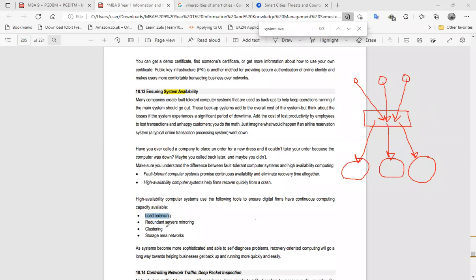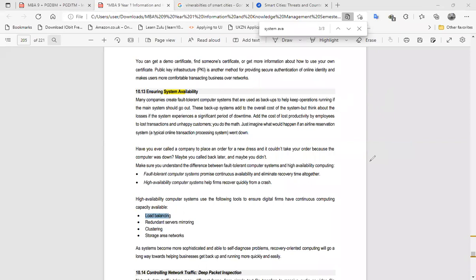Then redundant servers mirroring. Let me use another illustration. Let's say the company that you are working at has servers. Most companies these days have data centers and servers and so forth. Some companies might have centers where there's an IT facility, but most companies these days are going online into cloud computing.